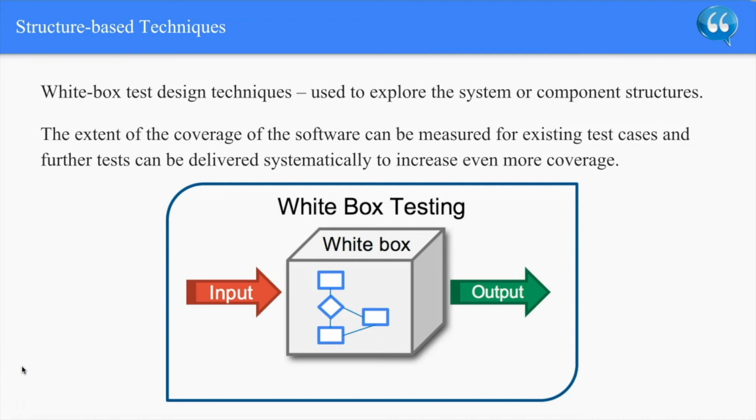Structure-based techniques, also called white box techniques or white box test design techniques, are used to explore the system or component structures. The extent of the coverage of the software can be measured for existing test cases, and further tests can be derived systematically to increase coverage even more. So white box testing is a test where you can see the code, you can read the code, and you can test at the code level.